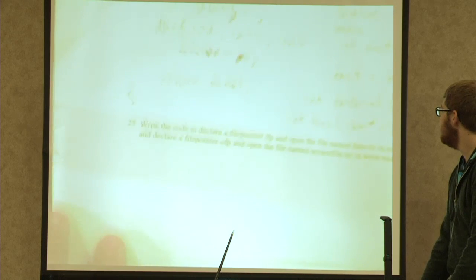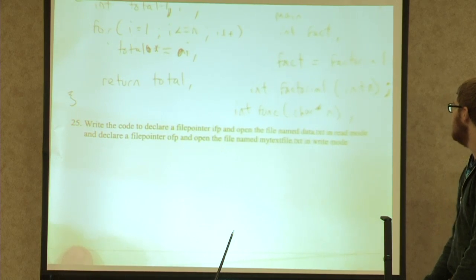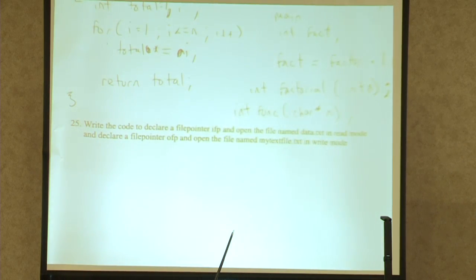Okay. Now I just have little refreshers on opening files. It says write the code to declare a file pointer IFP and open the file named data.txt in read mode, and declare a file pointer OFP and open the file myText file in write mode. Let's just do this first one: declare a file pointer IFP and open the file named data.txt in read mode. How would you do that?